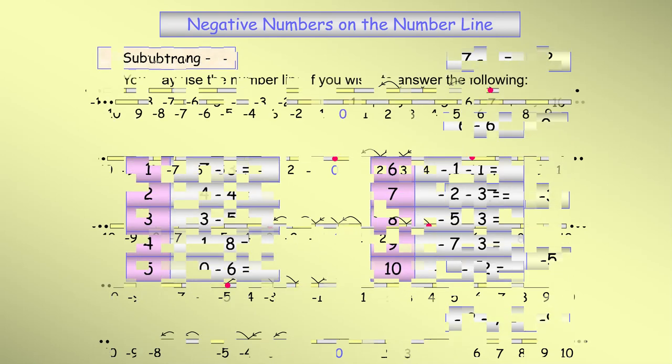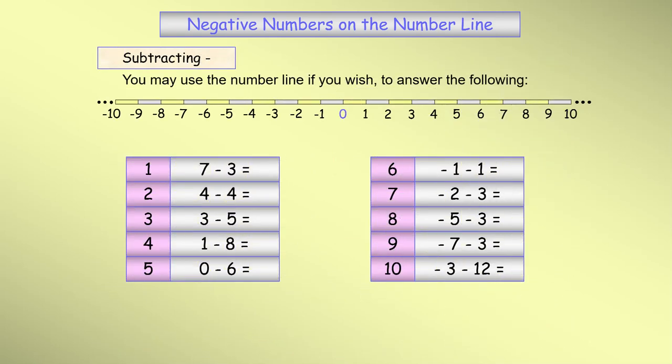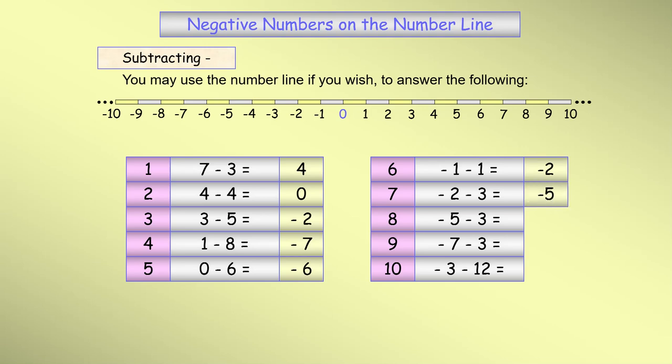Again, write examples. 10 quick questions. Hit pause. When you're ready to have a look at the answers, hit play again. Okay. So number 1 is obvious, as is number 2. And then on the third one, you're starting at 3 and you're making it smaller by 5. Minus 2, minus 7, minus 6, minus 1, minus 1, minus 2, minus 5, minus 8, minus 10, and minus 15. Good. RAG rated.